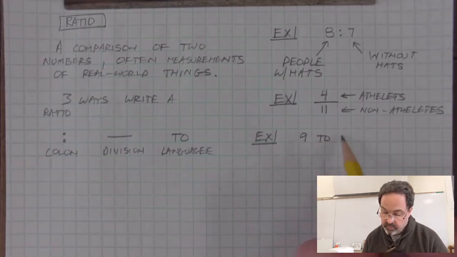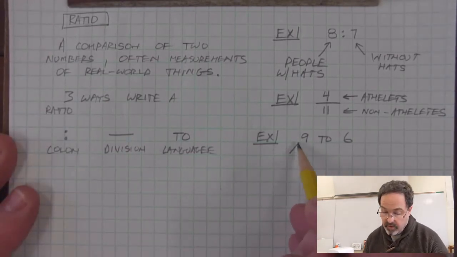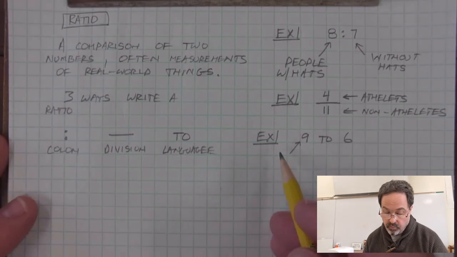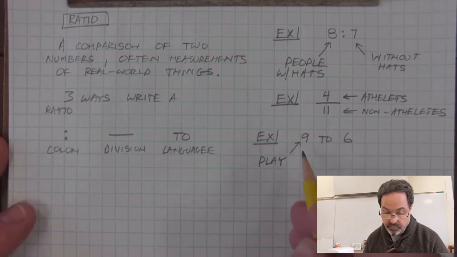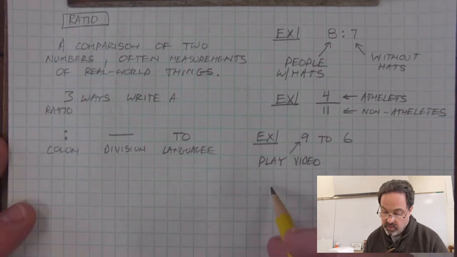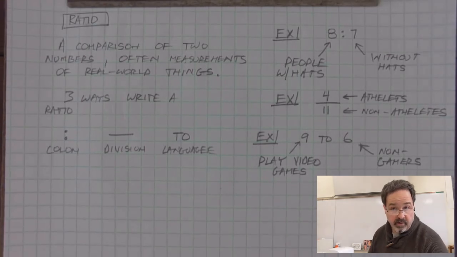For example, 9 to 6 is a comparison of the numbers 9 and 6, but that has meaning when we have a real world thing that we're counting. We could ask 15 people who among them plays video games. We could imagine 9 responded and thought of themselves as video game players, compared to the 6 who are non-gamers. Comparing counts and measurements as ratios is a very common thing to do in life and math.